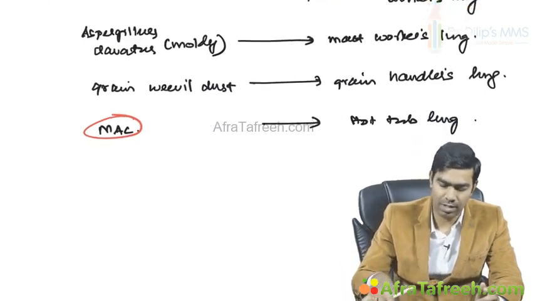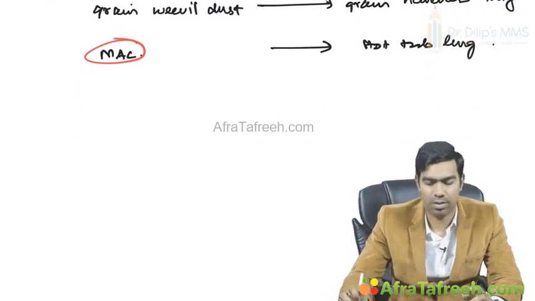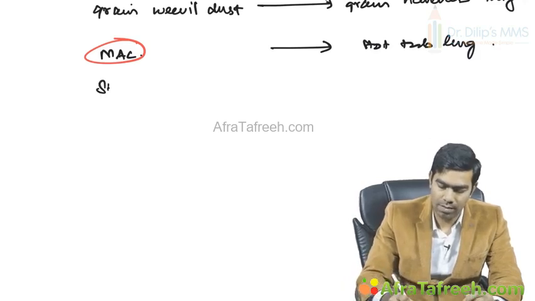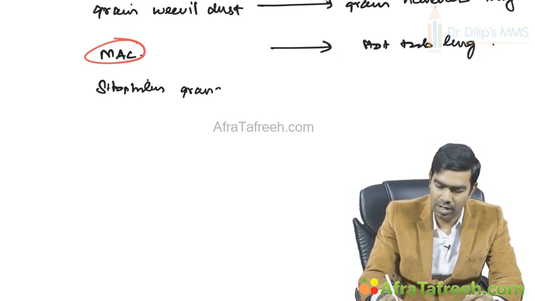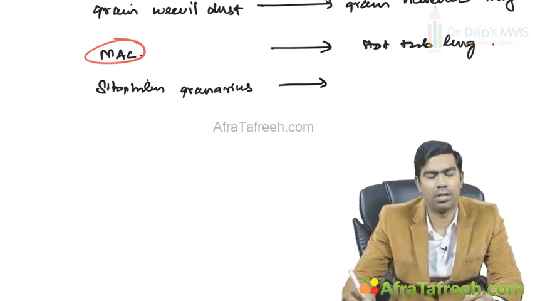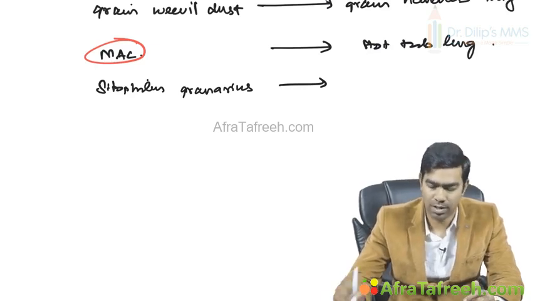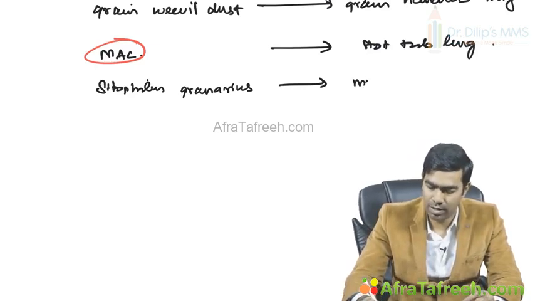Everyone knows this. This is a very easy thing. Even microbiology people know this. And next you have Cytophilus granarius as a potential agent for causing hypersensitivity pneumonitis, and the disease we are going to call Miller's lung.